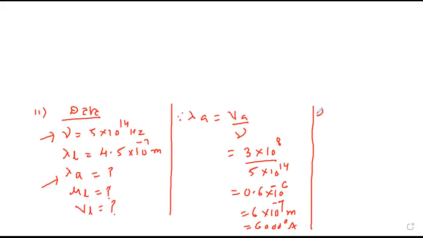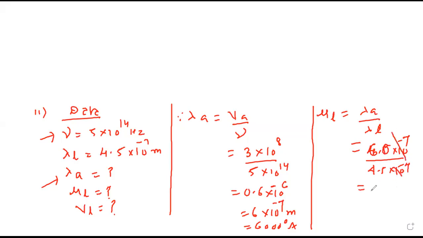Now mu of liquid. Mu of liquid is lambda air upon lambda liquid. Lambda air is 6 into 10 raised to minus 7, and liquid is 4.5 into 10 raised to minus 7. 15 into 3, 15 into 4, so 1.3.